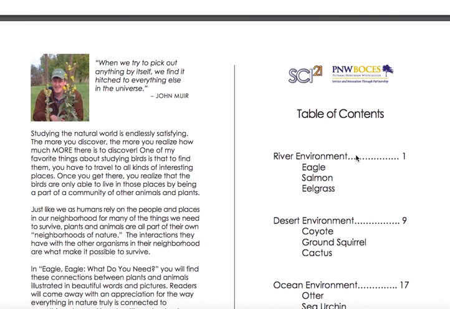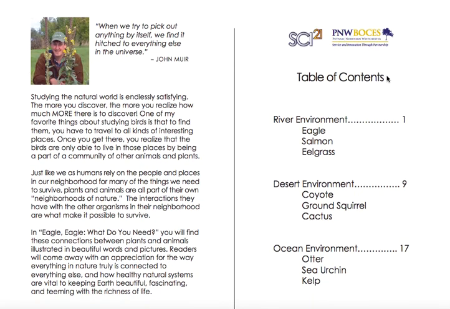Eagle, Eagle, What Do You Need is a nonfiction book, so you'll find a table of contents here. We're going to learn about 3 different environments, starting with the river environment, then the desert, and then the ocean. In the river environment, we'll learn about eagles, salmon, and eelgrass. In the desert environment, we'll learn about coyotes, my personal favorite, the ground squirrel, and cactus. In the ocean environment, we will learn about the otter, the sea urchin, and the kelp.